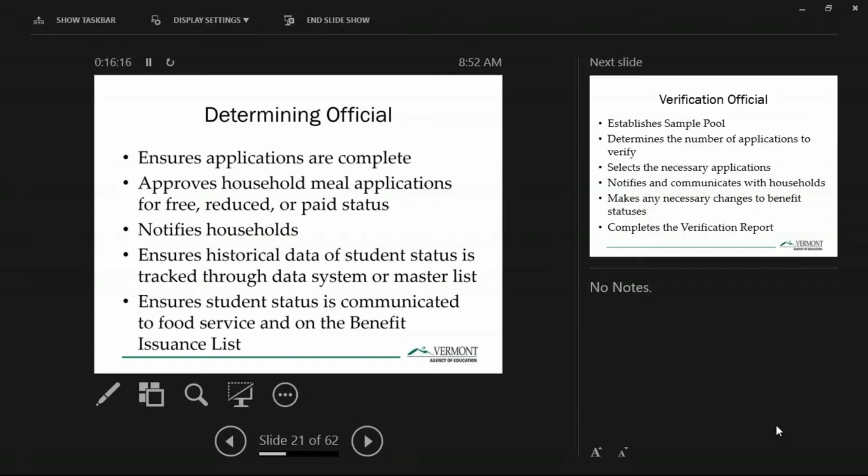They're responsible for making sure the household's notified, for tracking that student's benefit status, so either through like a master list roster or Excel document, or if your student data management system has that capability. And then making sure that the benefit is communicated to food service and actually put on to your benefit issuance list, however that's done, so that when a student goes to the line and goes to the POS, their meal is being counted at the correct rate.